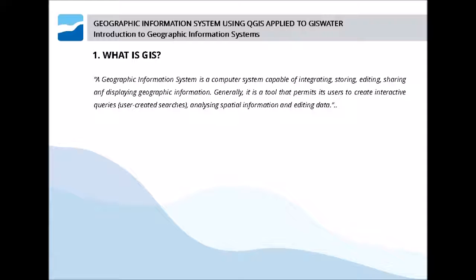We will begin with a definition of what a GIS is. Geographic Information Systems is an information system capable of integrating, storing, editing, analyzing, sharing, and displaying geographically referenced information. Therefore, displaying georeferenced data in the territory. It is a tool with which users can make interactive queries, searches and user-defined filters, and analyze spatial information, which can be edited, as we will see later on.